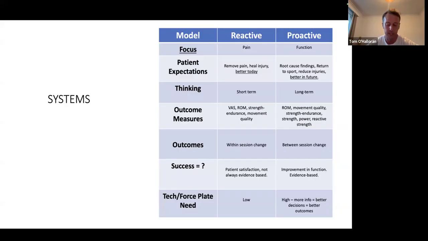So I need lots of information to develop a lower limb profile of someone, understand the demands on their system of what they're trying to return to, and understand where they're at currently. And then I need to try and bridge that gap. So I need more information; better decisions should create better outcomes. And so there's a higher need for that technology, force plate.